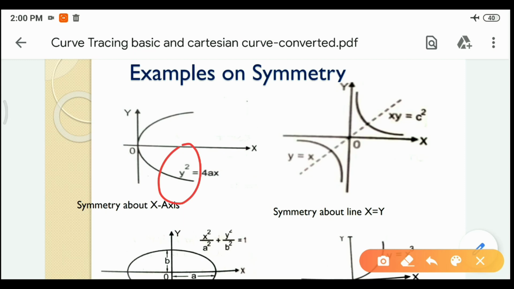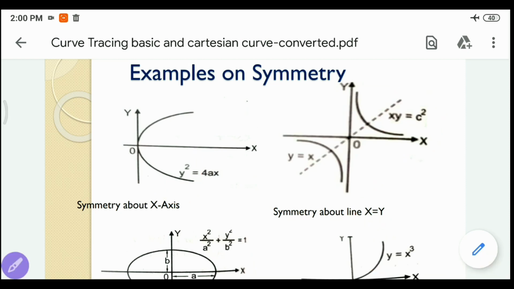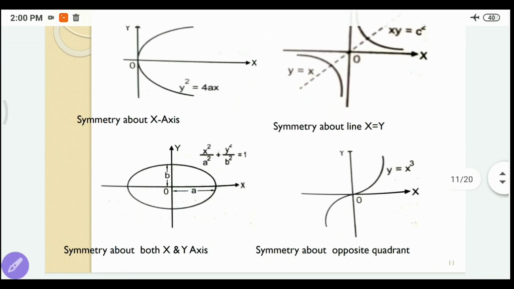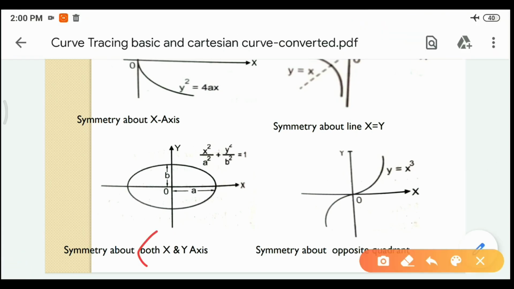Here, if you look at this one, x equal to y, because in this equation if you replace x by y and y by x, the equation remains unchanged, so this curve is symmetric about the x equal to y line. This curve is symmetric about both the x and y axis because the power of x and y are both even, that's why it is symmetric about x as well as y.